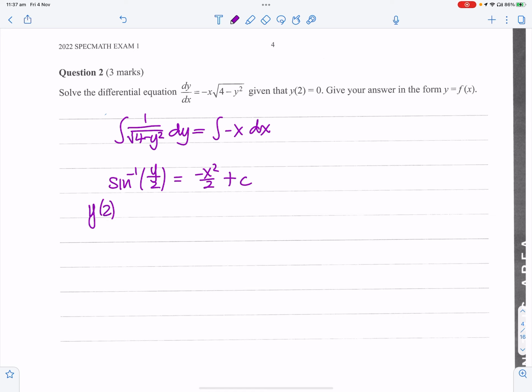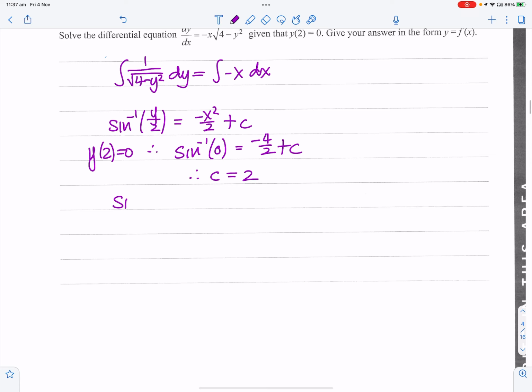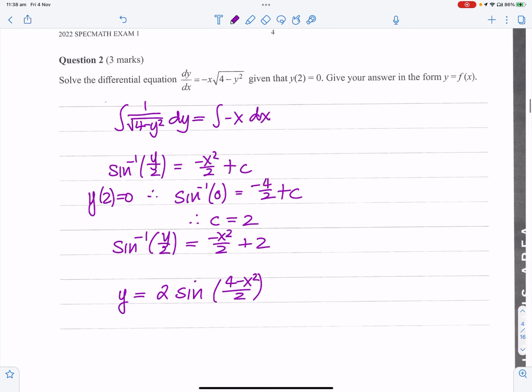We know that y of 2 is 0, so we get sine inverse of 0 is equal to negative 4 on 2 plus c. So we know that c is 2. So sine inverse of y on 2 equals negative x squared on 2 plus 2. So y equals 2 sine, let's put this over a common denominator, of (4 minus x squared) on 2. Not too bad so far.